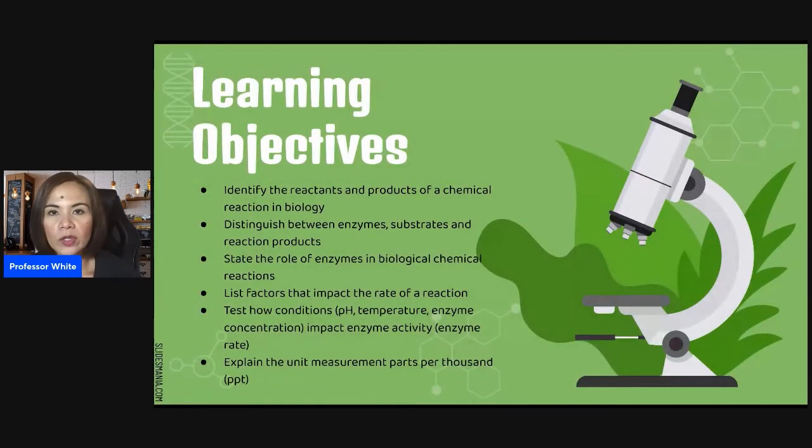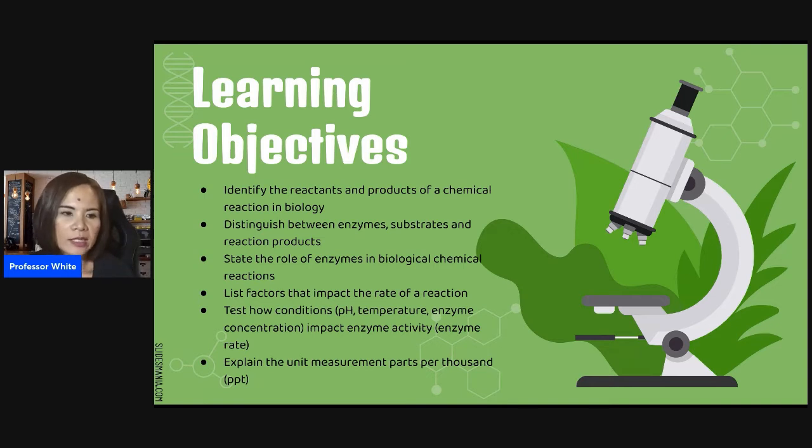First, we are going to identify the reactants and products of a chemical reaction in biology. Also, we're going to distinguish between enzymes, substrates, and reaction products. Additionally, we're going to state the role of enzymes in biological chemical reactions, as well as list factors that may affect the rate of reaction.